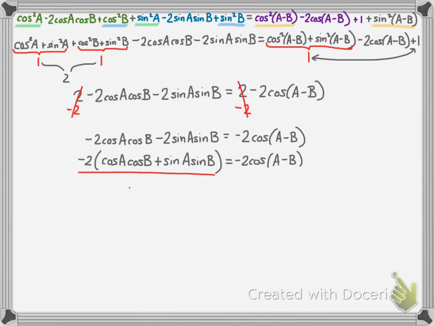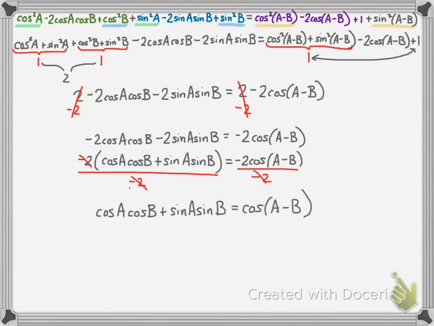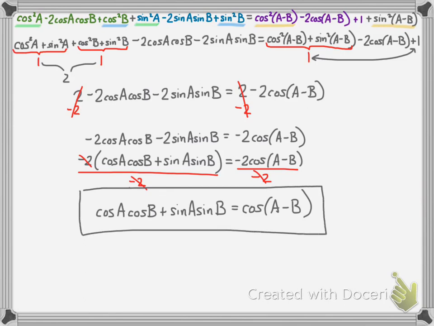All right. I can get rid of those negative 2's by dividing both sides by negative 2. And what I am left with is cosine of A times cosine of B plus sine of A times sine of B equals cosine of A minus B. And that, my friends, is exactly our difference identity for cosine. Cosine of A minus B is equal to cosine of A times cosine of B plus sine of A times sine of B. And now you know where it comes from.